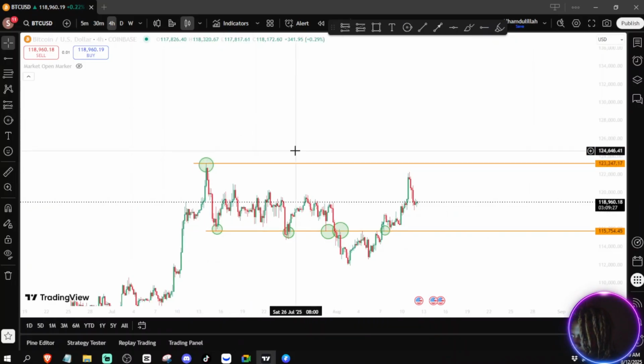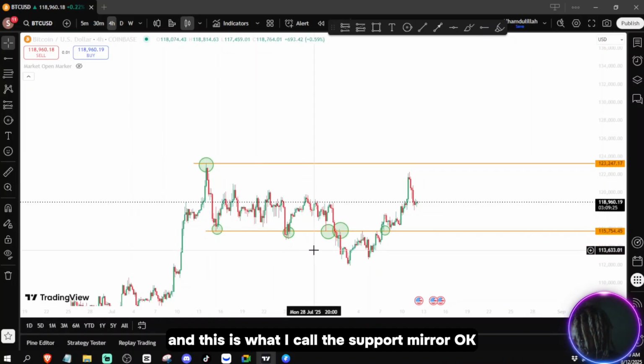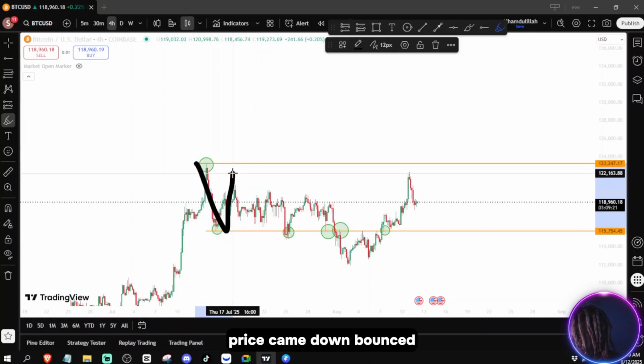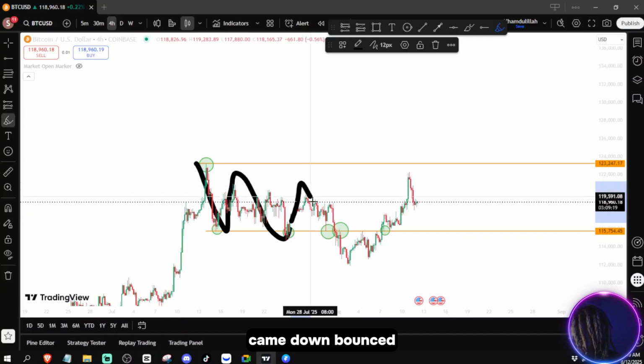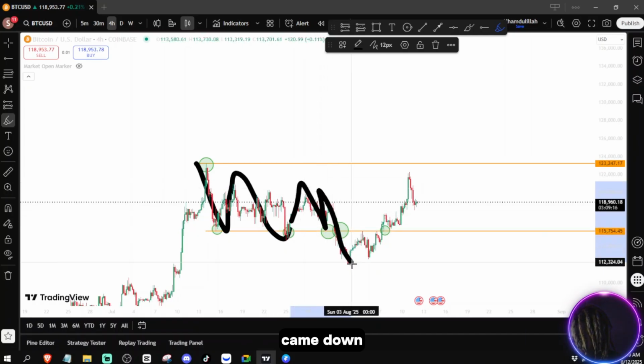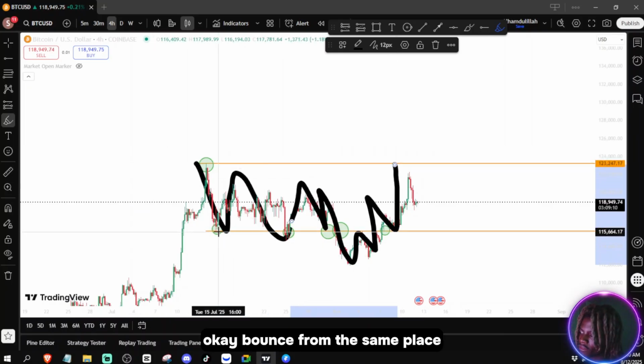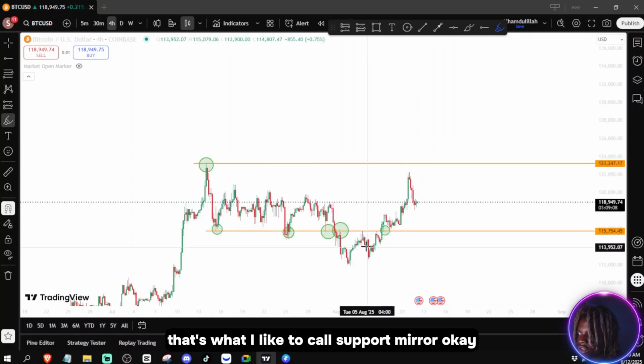And this is what I call the support mirror. Because I have an area of support over here. Price came down, bounced, came down, bounced, came down, bounced, came down, support into resistance, came up, and then bounced. Bounced from the same place. That's what I like to call support mirror.